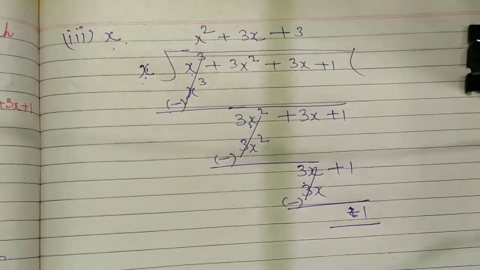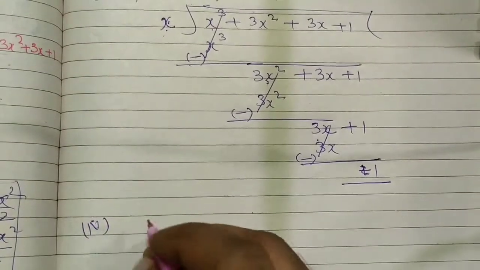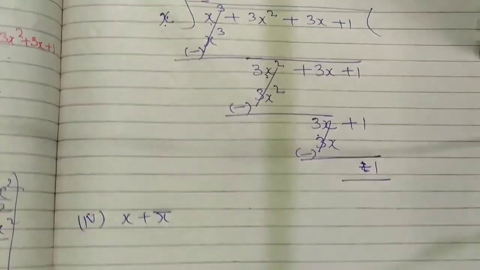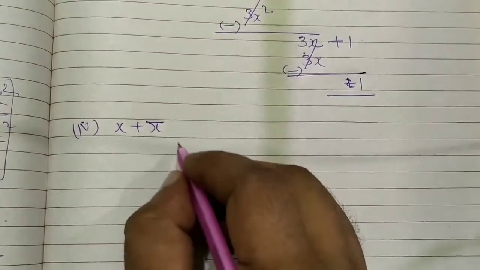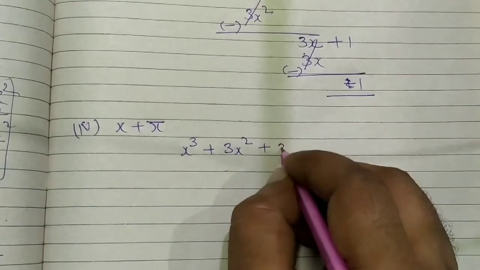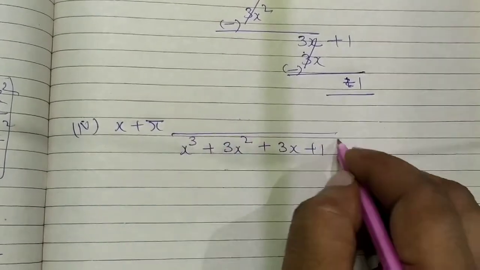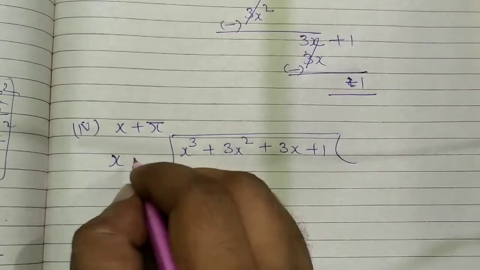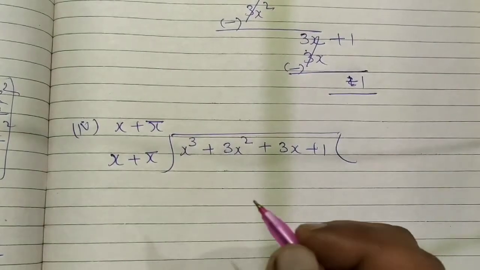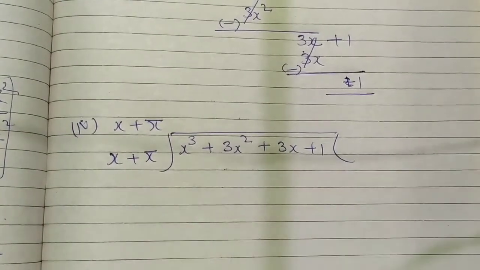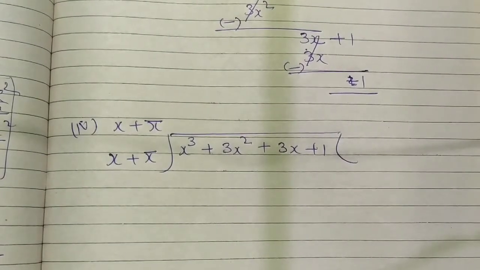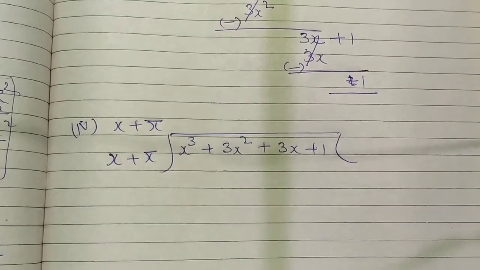Okay, now the next part, fourth, it is x plus pi. So this is the divisor given here, and the dividend is the same as the previous one. So it is 3x square plus 3x plus 1, and the divisor is x plus pi. So let's solve this one now. Okay, it is a bit complicated, I mean, for the students who haven't experienced it before, but anyhow, we'll do it with perfection, so nothing to worry about.